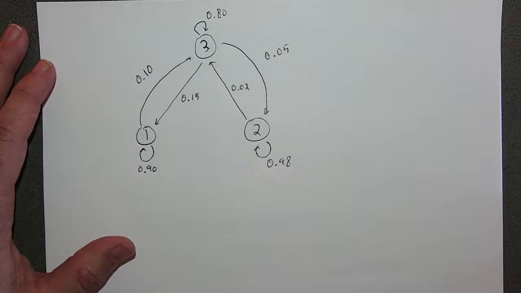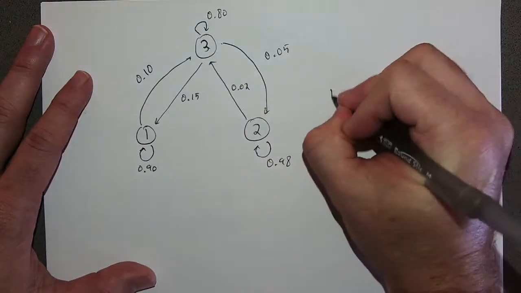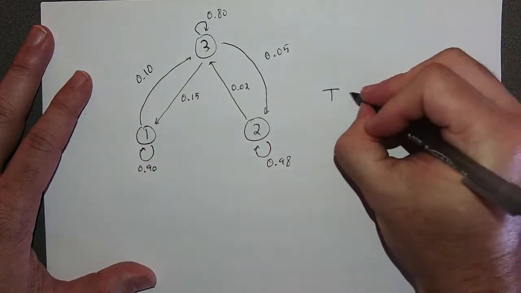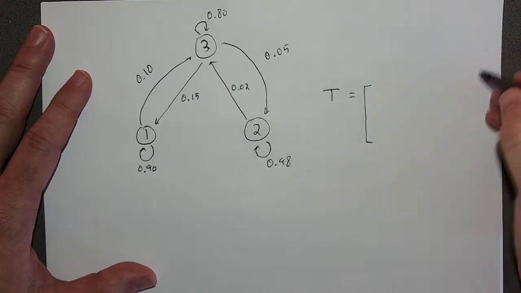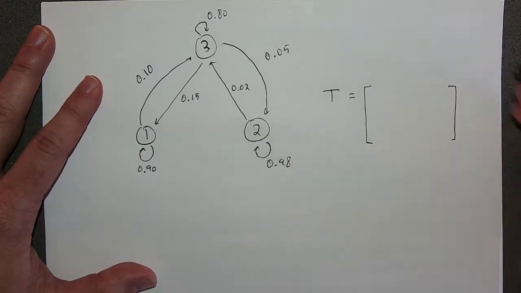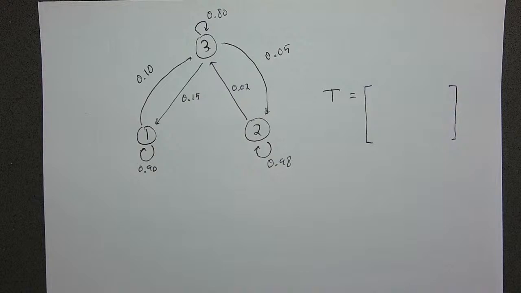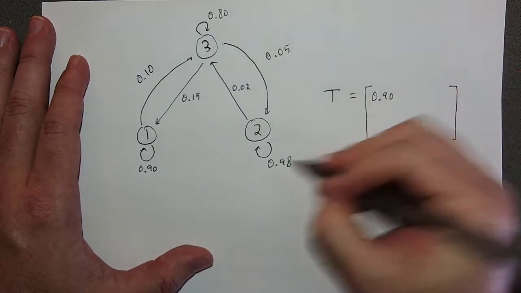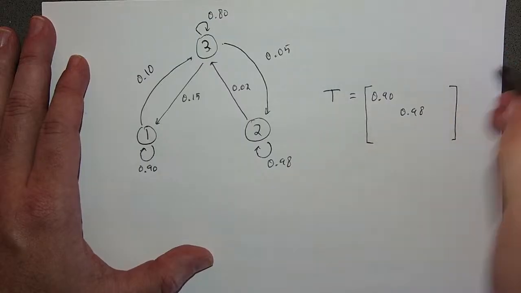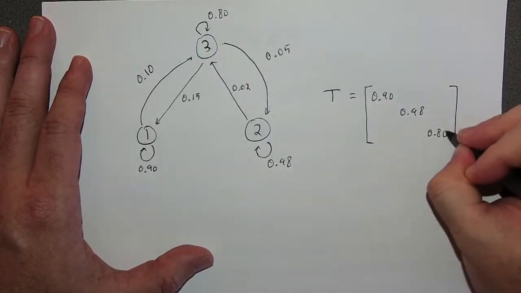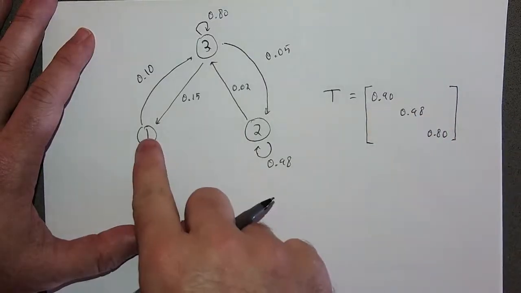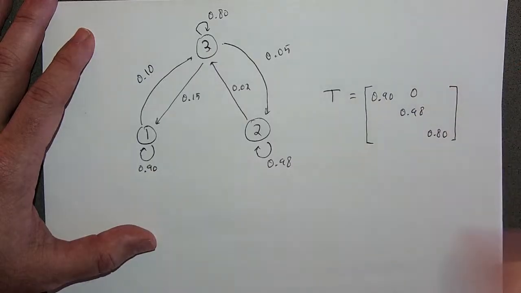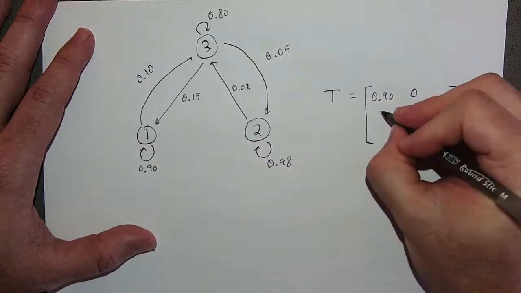Well, maybe, right? Let's write out T, and we notice that I can't get from 1 to 2 in one step. So I'm writing out T here. I know what the diagonal entries are, right? So going from 1 to 1, going from 2 to 2, and going from 3 to 3. Now the question: going from 1 to 2 in one step, I can't get there in one step, so this is a 0. Going from 2 to 1 in one step, I can't get there in one step, so this is a 0.